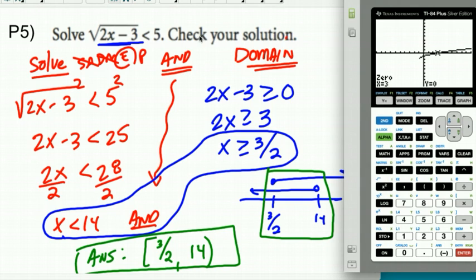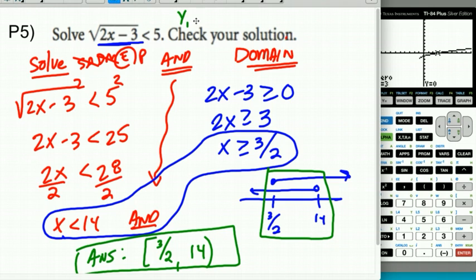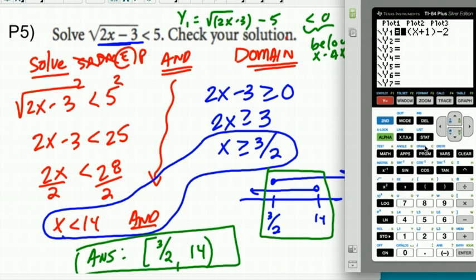The other way to check it, and we saw this in the last one, is to subtract the 5 over, right? So my y1 is going to look like this, minus a 5. And then we're looking for when this thing is below the x-axis. And I can see that this is not the new graph, right? This is still the last graph from example 5. But I could go ahead and type in 2x minus 3, and then subtract the 5, and we can look and see.